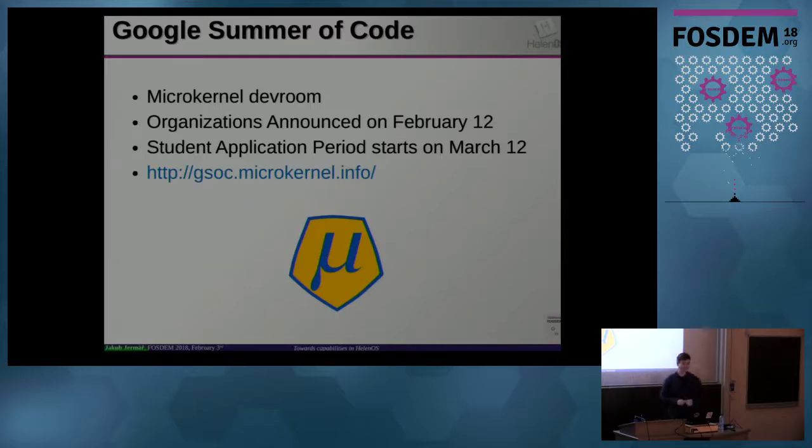So last year we participated. There were 3 students, one for Hurd, one for Minix, and one for Redox. All of them were quite successful. And this year we applied again. So you can keep your fingers crossed for us on February 12th, when the mentoring organizations will be announced by Google. And in case the microkernel dev room is selected, then students can start applying starting from March 12th. In that case, you can search for this microkernel dev room logo on Google Summer of Code webpages. So that's for the agenda.